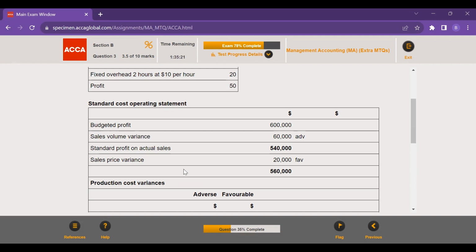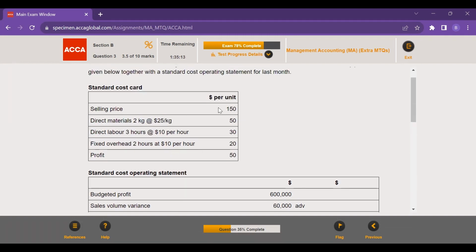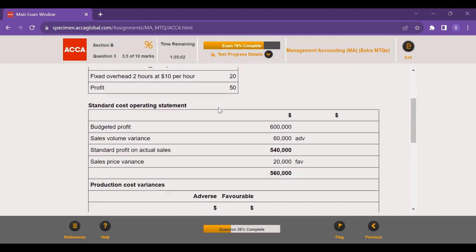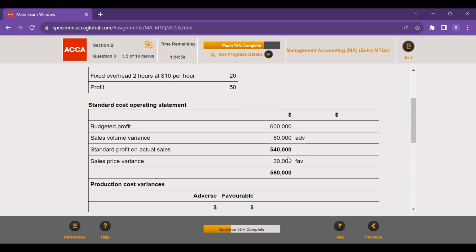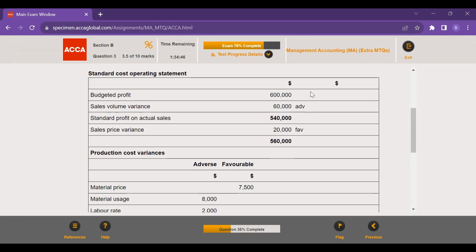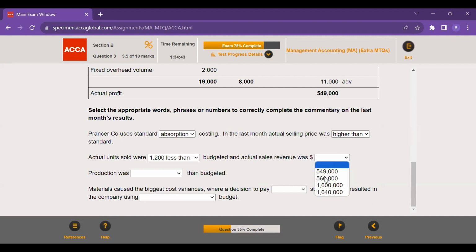Now, when I have a look at my sales revenue, it is nothing but the number of units, which is 10,800, multiplied by the selling price, so multiplied by 150. And then I have a favorable sales price variance of $20,000 right over here. So my actual sales revenue will be the sum of these two, 20,000 plus 10,800 multiplied by 150, and that will give you 1,640,000. So I'm just going to select that option.